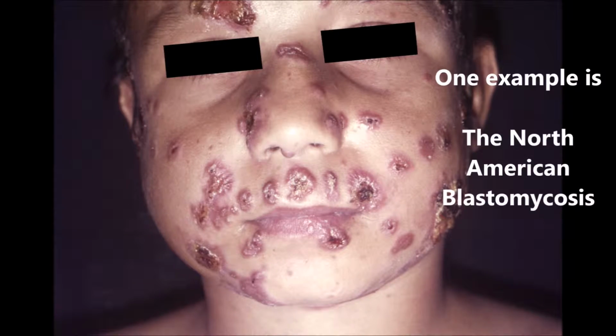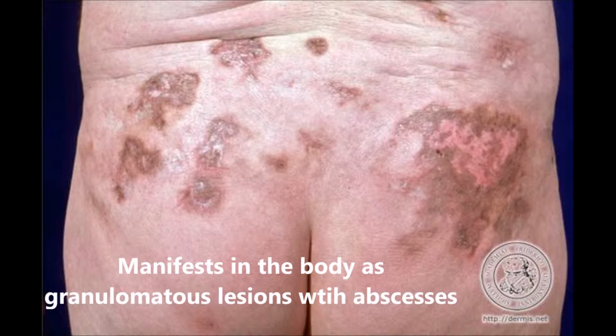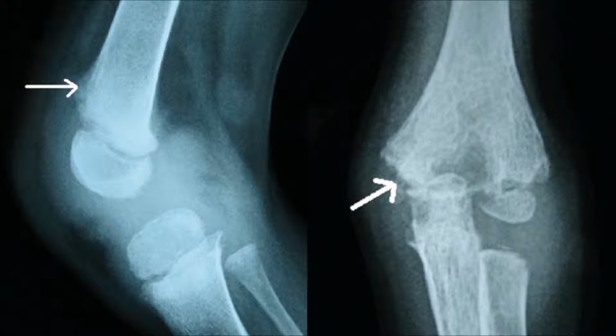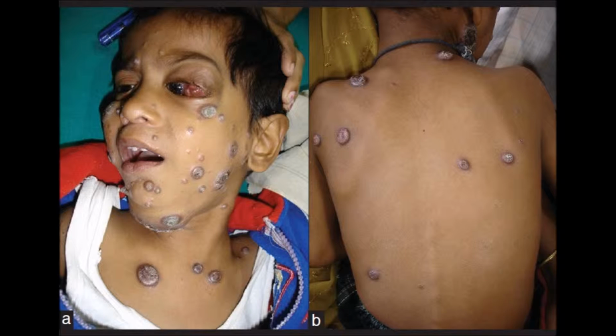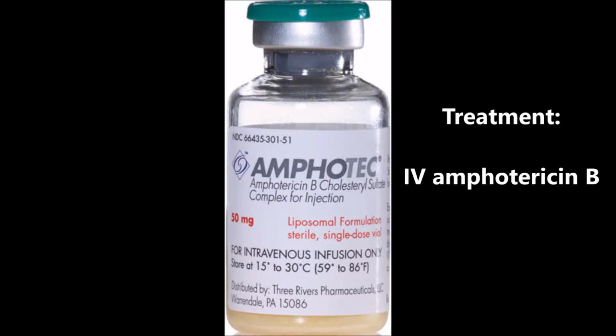North American blastomycosis manifests on the skin as lesions with micro abscesses in any part of the body. The pulmonary symptoms include cough, chest pain, weakness, and weight loss. It can even go as far as skeletal involvement with bone destruction and formation of cutaneous abscesses. It sounds gross, and it is, but like we mentioned, non-infectious but fatal. Treatment is IV administration of amphotericin B.